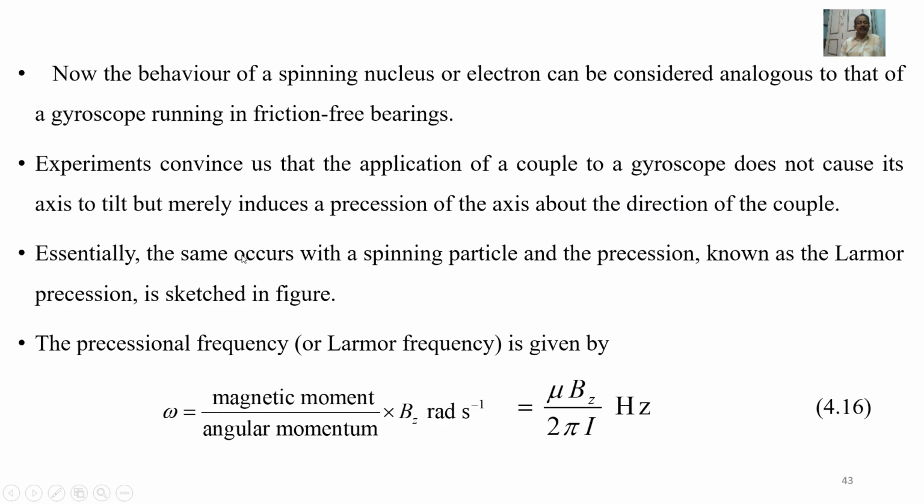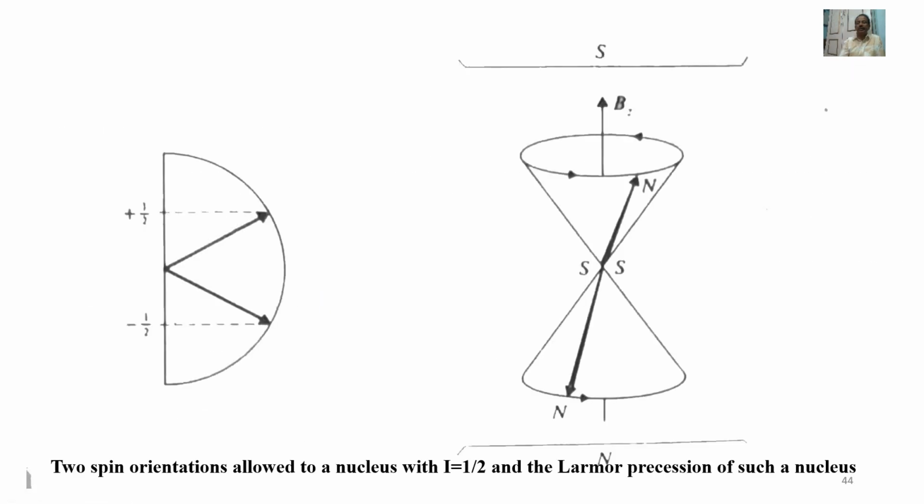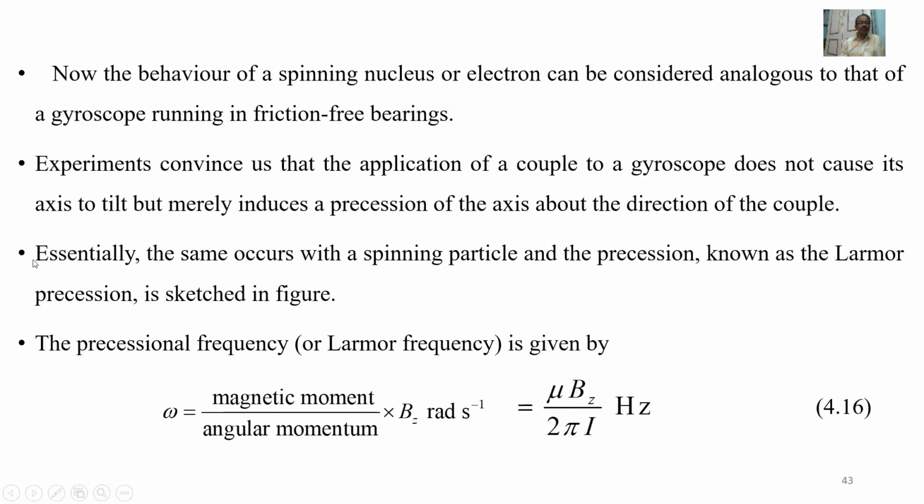Essentially, the same occurs with the spinning particle, and the precession, known as Larmor precession, is sketched in the figure. So this is our Larmor frequency. The moment you apply the magnetic field, precession of the nucleus will take place. The precessional frequency, which is nothing but the Larmor frequency, is given by omega equals magnetic moment divided by angular momentum times Bz, measured in radians per second, which is equal to mu Bz divided by 2 pi I, measured in hertz.